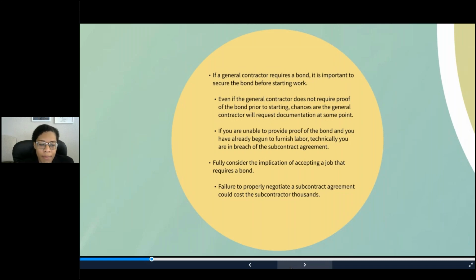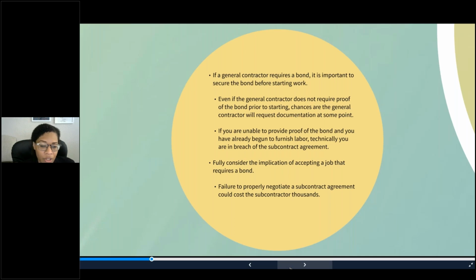So if a general contractor requires a bond, it's important to secure the bond before starting work, okay? Even if the general contractor doesn't require proof of the bond before starting, chances are the general contractor will request this documentation at some point, okay? And so if you're unable to provide proof of the bond and you have already begun to furnish labor, technically you're in breach of the subcontract agreement, okay? So please don't get baited into letting this happen. You may be working with a very laid-back general contractor and think that this type of documentation is not necessarily important, but the general contractor may keep that breach in his back pocket and use that default as an excuse to terminate and replace a subcontractor if it deems it convenient at the time.